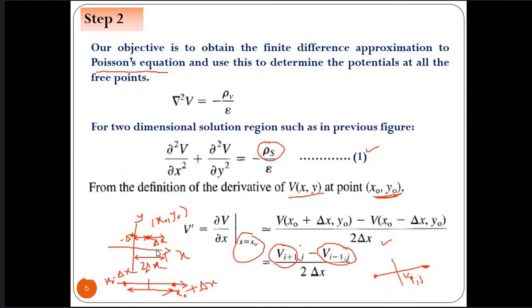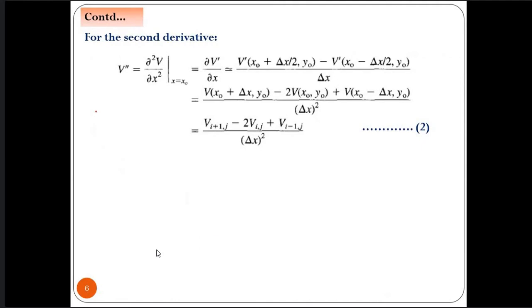That is, from this equation we can write it in this form: v of i plus 1 comma j minus v of i minus 1 comma j by 2 del x. But in equation 1, we need the double derivative. So this is the first order derivative. In the second order derivative, you have to find v double dash, that is del 2 v del x square at x equal to x0. That means del 2 v del x square is the derivative of v dash. We can write it in that form again.